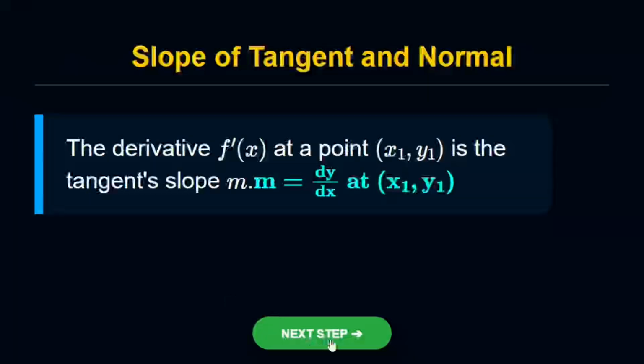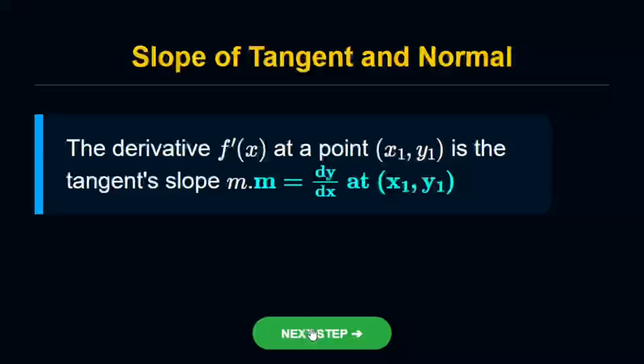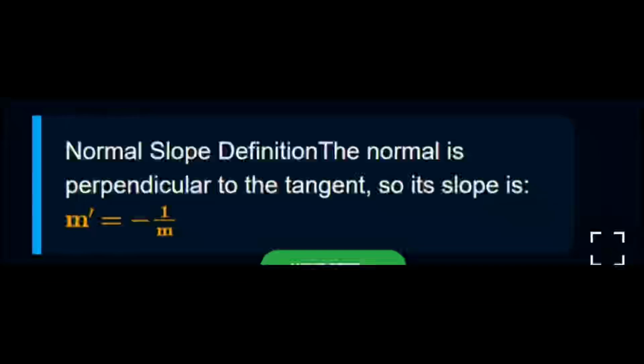Slope of tangent and normal. Slope of tangent means m is equal to dy/dx at the point (x1, y1), and the slope of normal means m' is equal to minus 1 by m, that is equal to minus dx/dy.